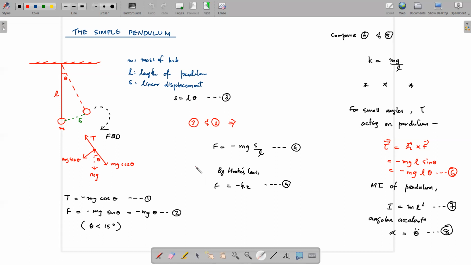Okay, and let's consider equation 2, that is F equal to minus mg theta and s equal to L theta. And we have to put the value of theta into this equation. So what we will be obtaining is F equal to minus mg s by L.